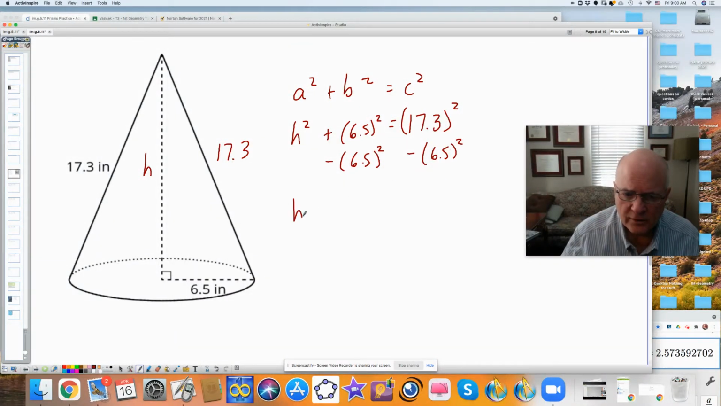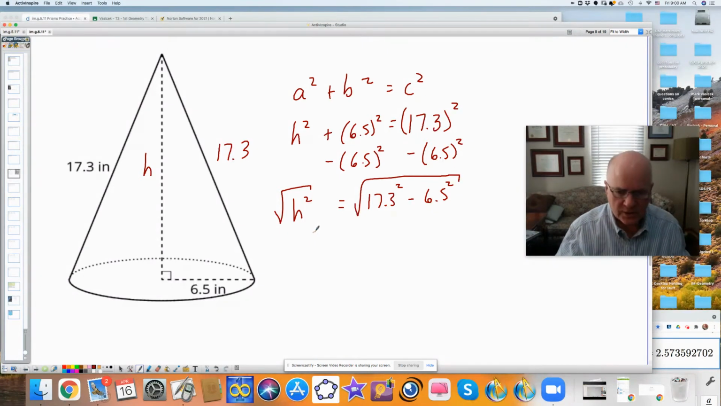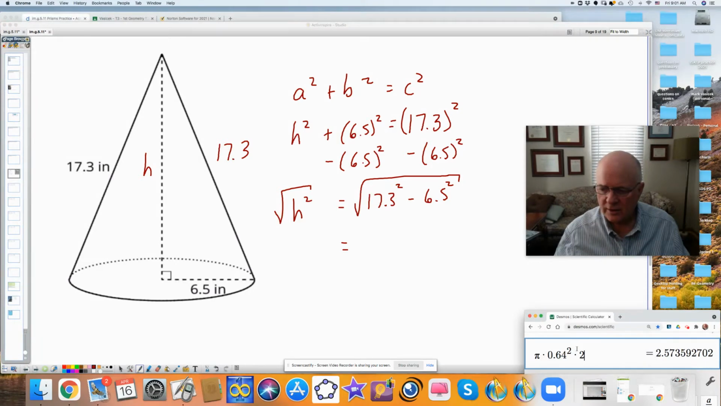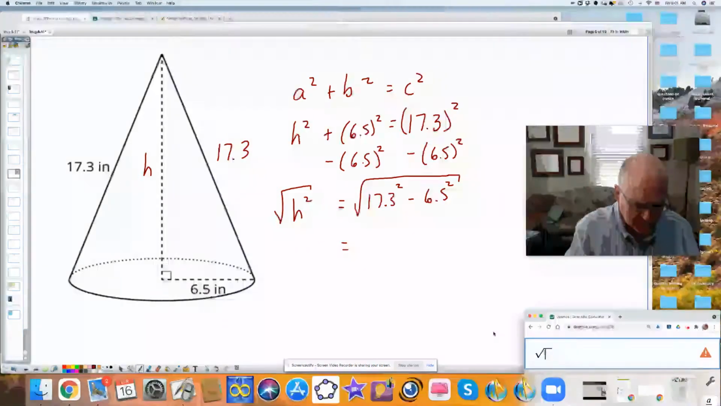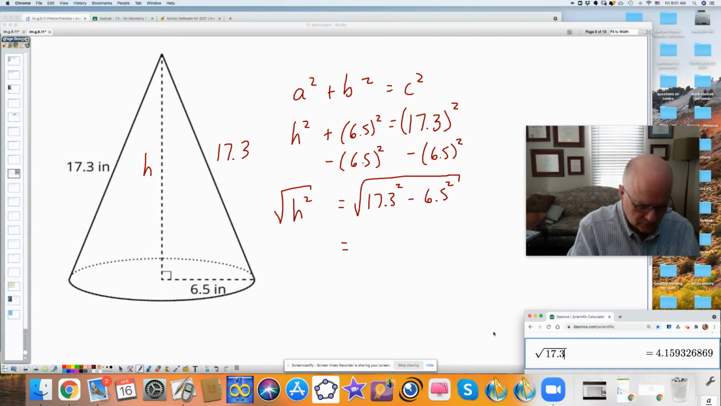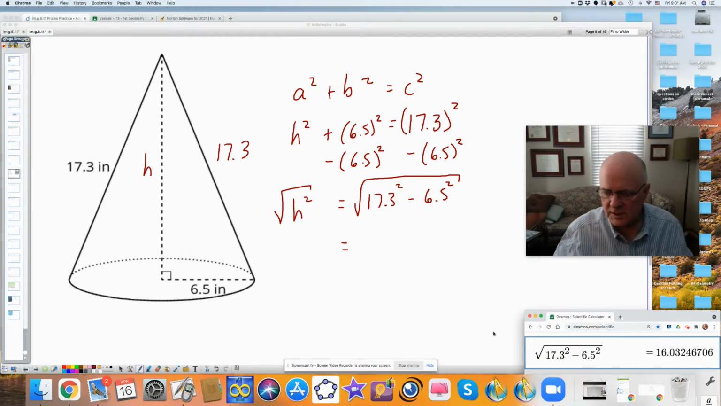And I get my height squared is equal to 17.3 squared minus 6.5 squared. And I need to take the square root of both sides of the equation. Anything you do to the right side of the equation, you do to the left. I'm not going to take the square root of this piece and the square root of this, I take the square root of the entire thing. When I plug that into the calculator, I have SQRT, 17.3 squared minus 6.5 squared, and I get 16.0.